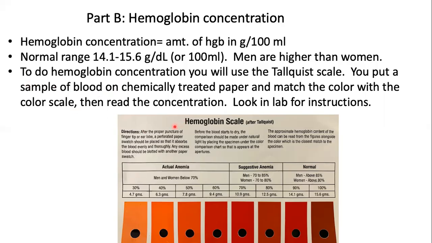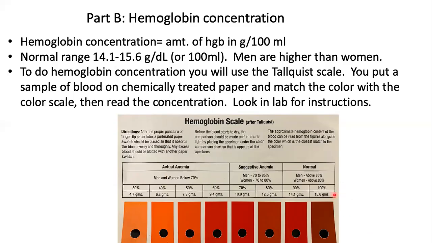To do the hemoglobin concentration, we're going to use a Tallquist scale, okay? So how does it work? You have a piece of chemically treated paper, you put a drop of blood on there, wait, the instructions are actually right here, right? Wait about 30 seconds, and then you're going to match up the color on the strip with the color of the scale. So this is the color scale. Take a look at the scale.